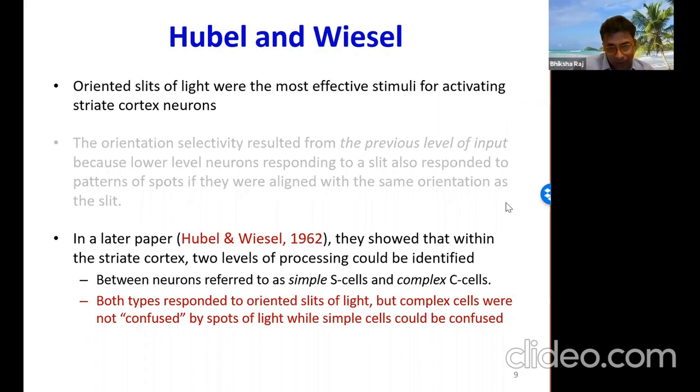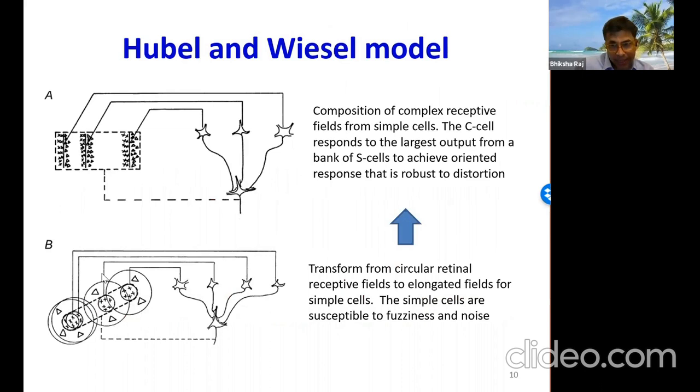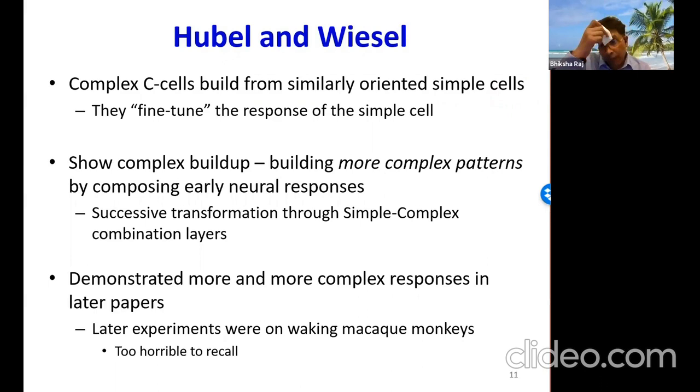The first level of sensing is by the retina. Each cell in the retina has a circular receptive field. Now the S cells connect to linear arrangements of retinal cells. So if the light falls along this line, the S cell fires. But the retinal cells, and as a result, the S cells, are sensitive to noise. So the C cells connect to groups of S cells and only respond to the S cell with the largest, the strongest output. So this makes the response of the C cell more robust to noise. And so the complex C cell responses build up from similarly oriented simple or S cells, and they fine tune the response of the S cells.